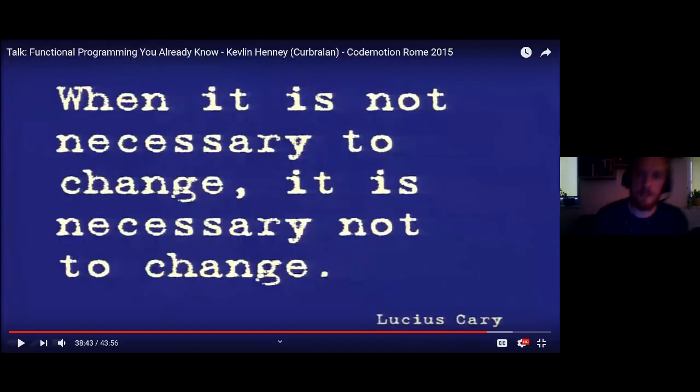Immutability. Here, there is a very nice quote that I found in one of the presentations: when it is not necessary to change, it is necessary not to change, right? And this might seem obvious, yet it's not.